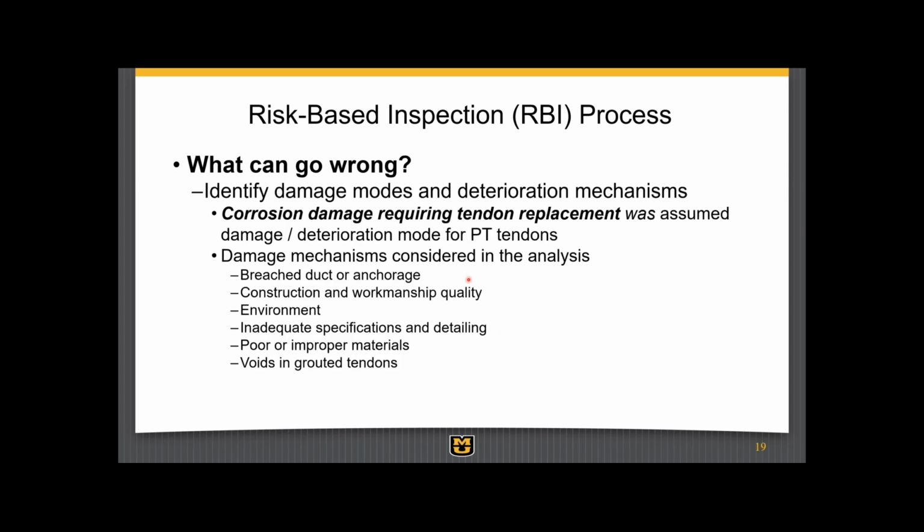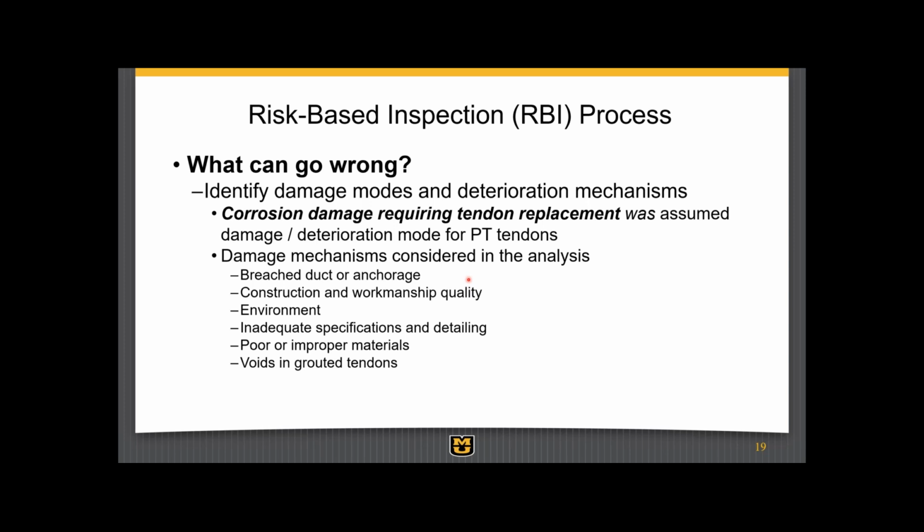Okay, so in our case, as I mentioned, what can go wrong? Well, we're looking at corrosion damage in post-tension tendons that would require a tendon replacement. That's sort of our assumed damage mode and failure criteria. Okay, and we brought this to the panel, and so everything from here on is results from that RAP meeting, and asking a series of questions to these experts about what the damage mechanisms might be that would result in the damage mode of corrosion in post-tension tendons.